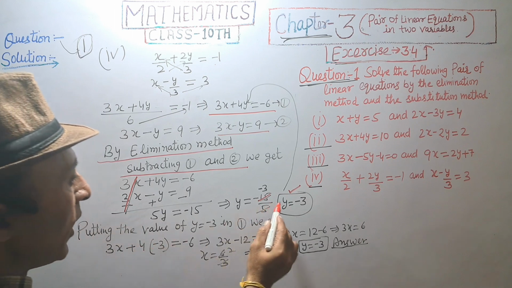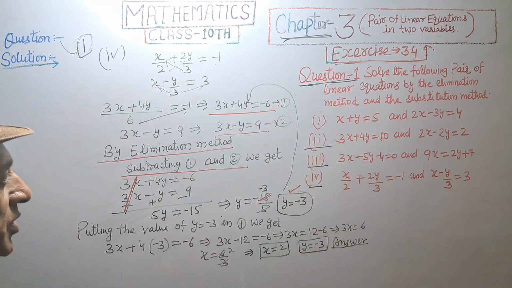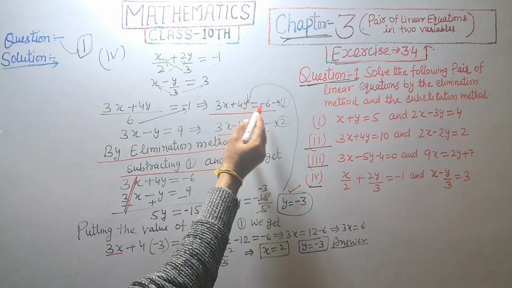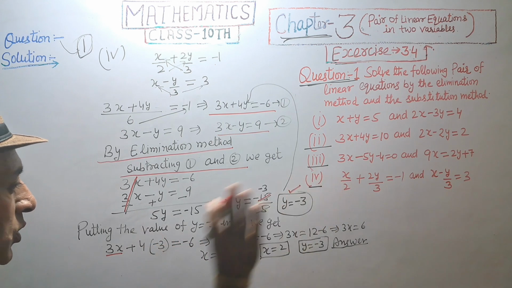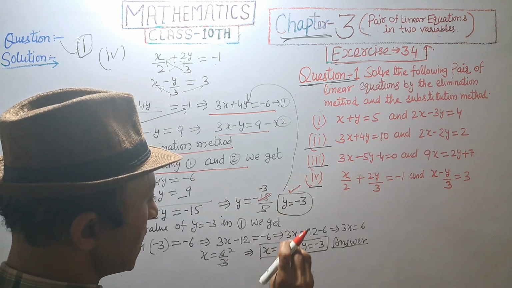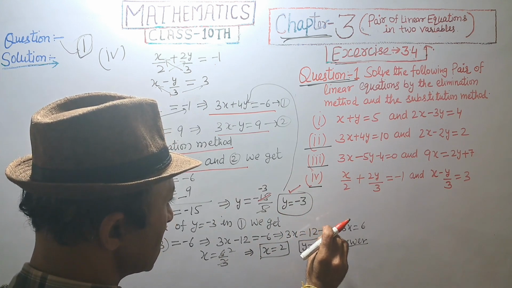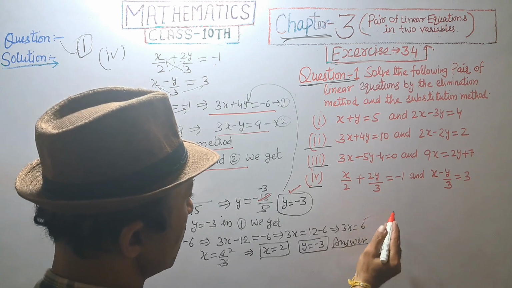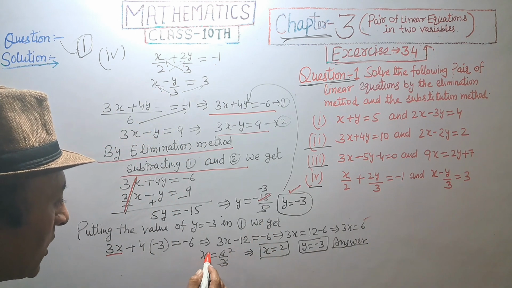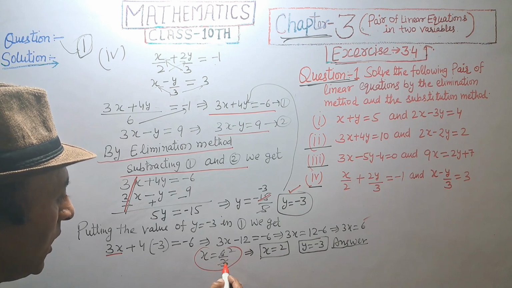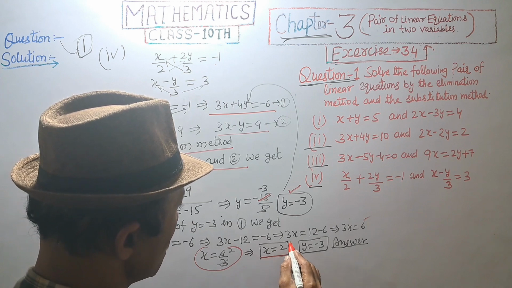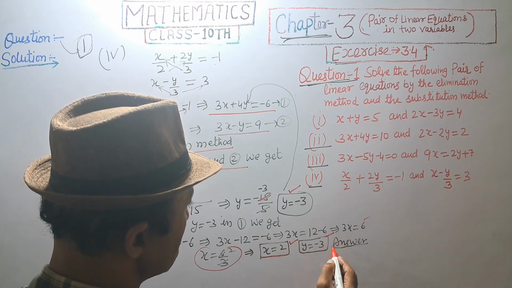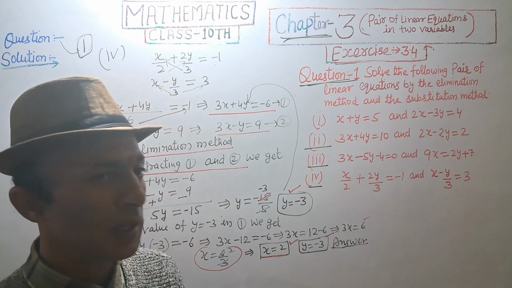And we are putting y equal to minus 3 in equation first. We get 3x plus 4 into minus 3 is equal to minus 6. 3 4s are 12. Minus 12 is equal to minus 6, and shifting 12 right side, that will be positive 12 minus 6, that is equal to positive 6, and value of x equal to 6 divided by 3, that is equal to 2. Value of x is 2 and y is equal to minus 3. Answer. Thank you so much.